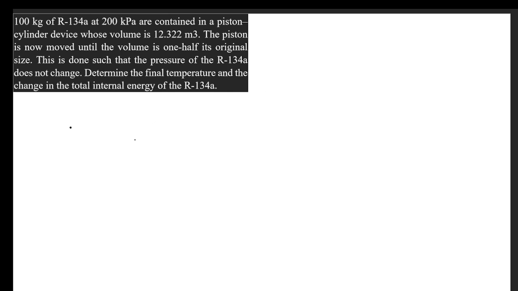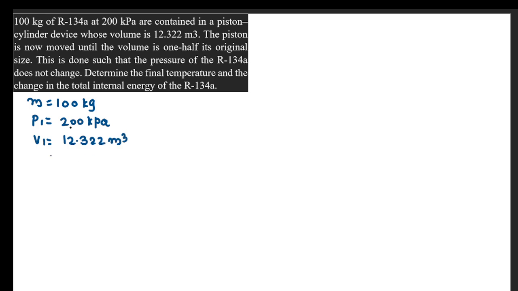Hello everyone. The question is: 100 kg of R-134a at 200 kilopascal are contained in a piston cylinder device whose volume is 12.33 meter cube. So we can write down mass as 100 kg, pressure P1 is given as 200 kilopascal, and the volume V1 we have as 12.32 meter cube.